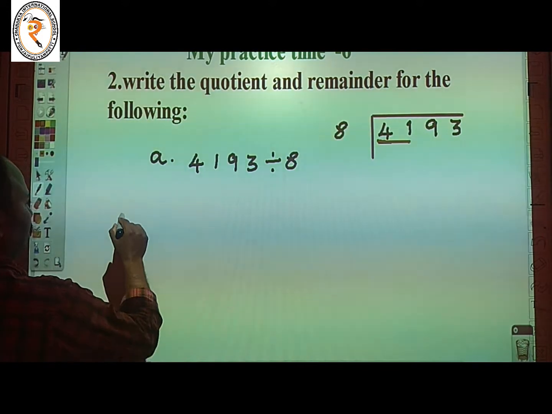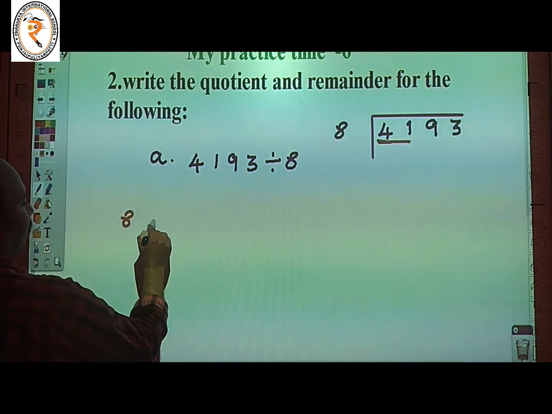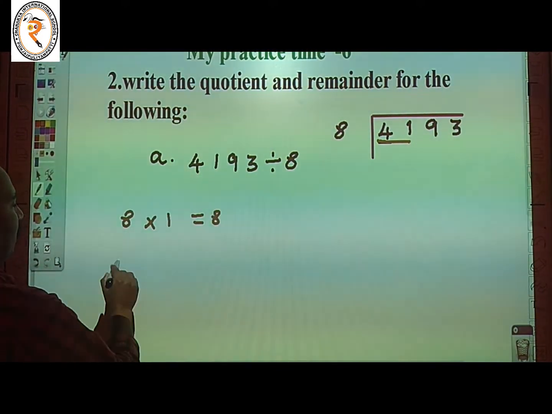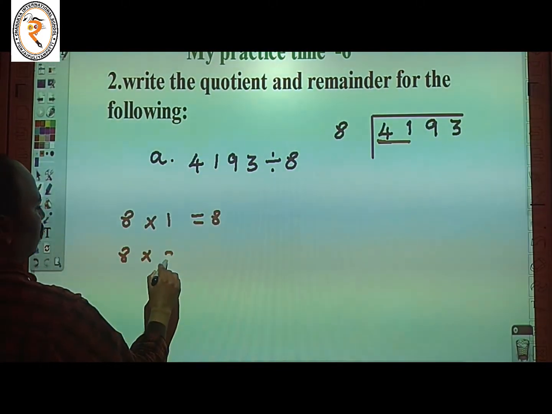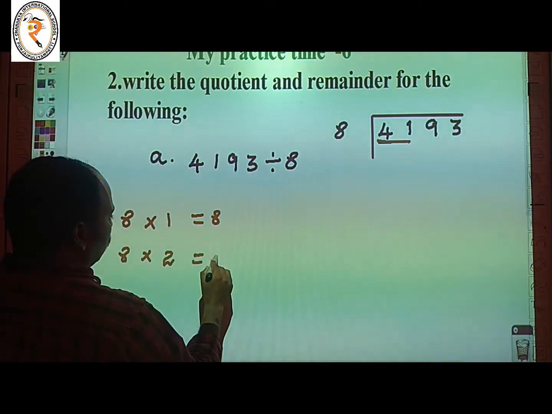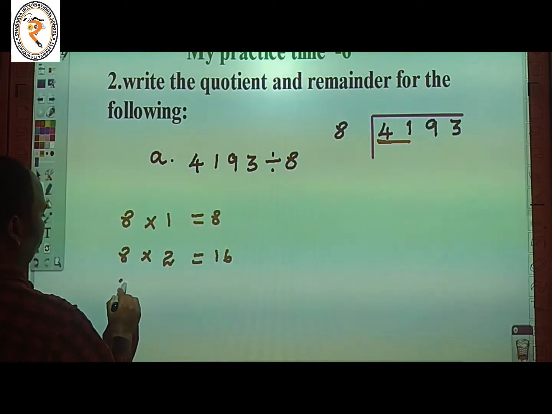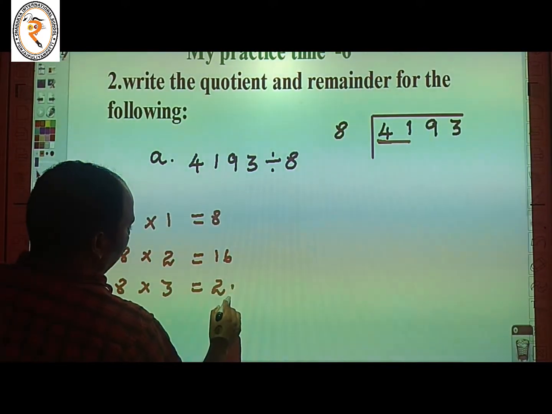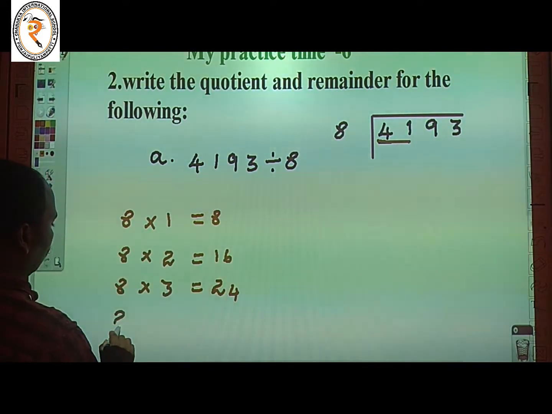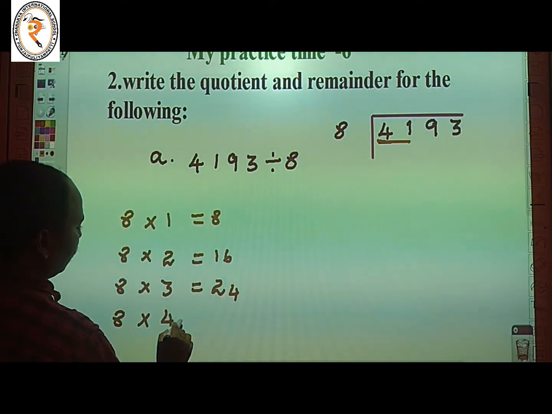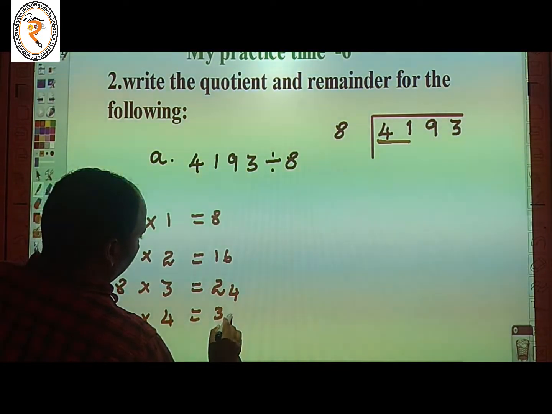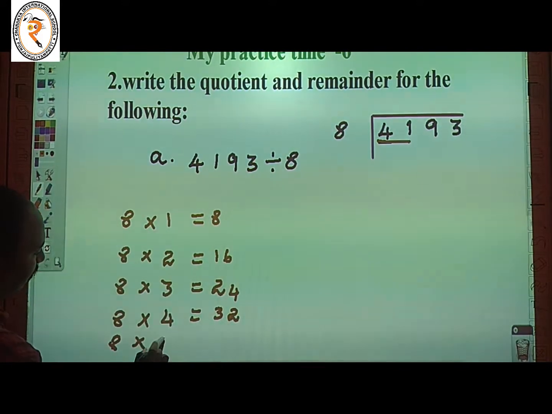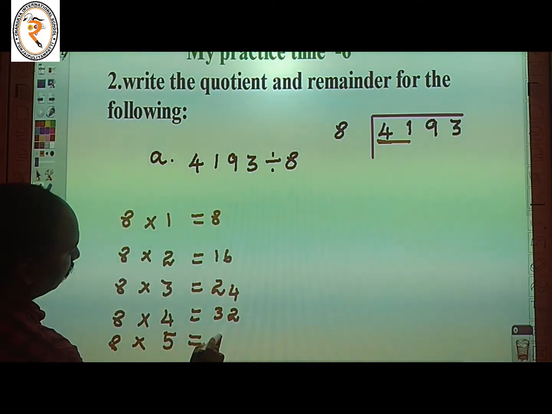Listen here. 8 into 1 is equal to 8. 8 multiplied by 2 is equal to 16. 8 multiplied by 3 is equal to 24. 8 multiplied by 4 is equal to 32. 8 multiplied by 5 is equal to 40.